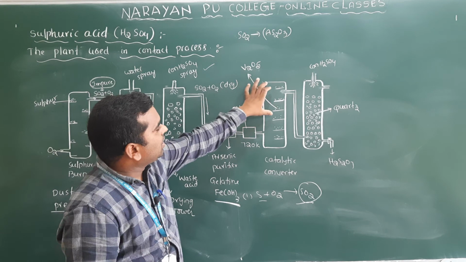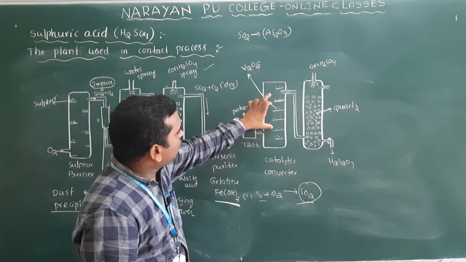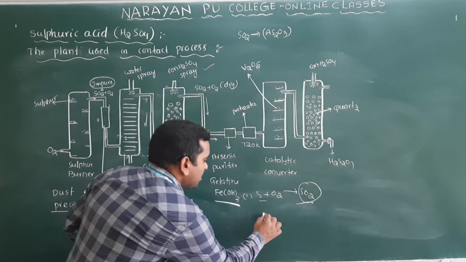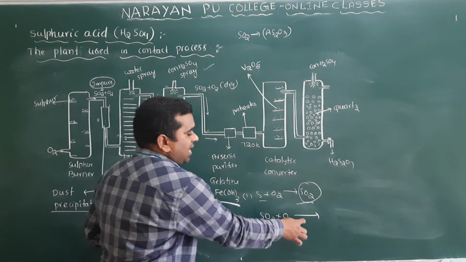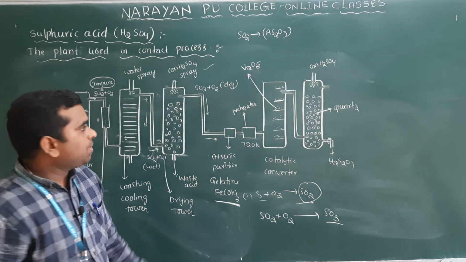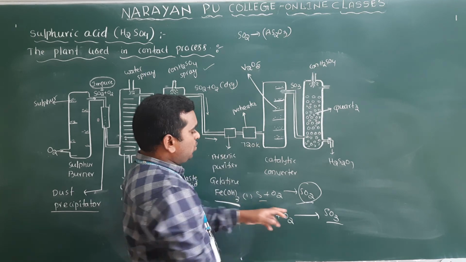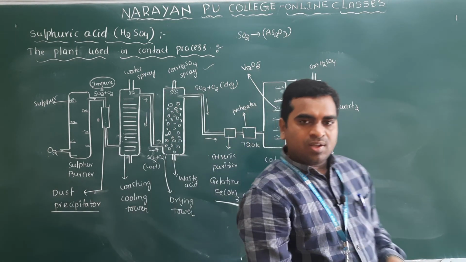What is the catalyst? We will use V2O5 as the catalyst in this process, and we are maintaining 720 Kelvin. So what is coming here? SO2 plus O2 is coming. We are maintaining high temperature. Then how will it be converted into SO3? Clear? So you will get SO3 gas here. SO2 plus O2 is converted into SO3. Now you are getting SO3.